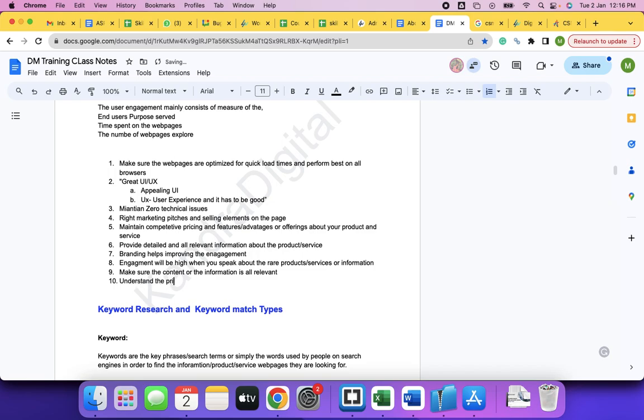Understand the priority of information for the user. See, as a digital marketing training, you are searching for a digital marketing institute, correct? So what information would you expect to show up first on the web page? This also decides engagement. I cannot simply start speaking about the trainer first thing, or maybe speaking about the trainer might help. So understanding these things is super important.